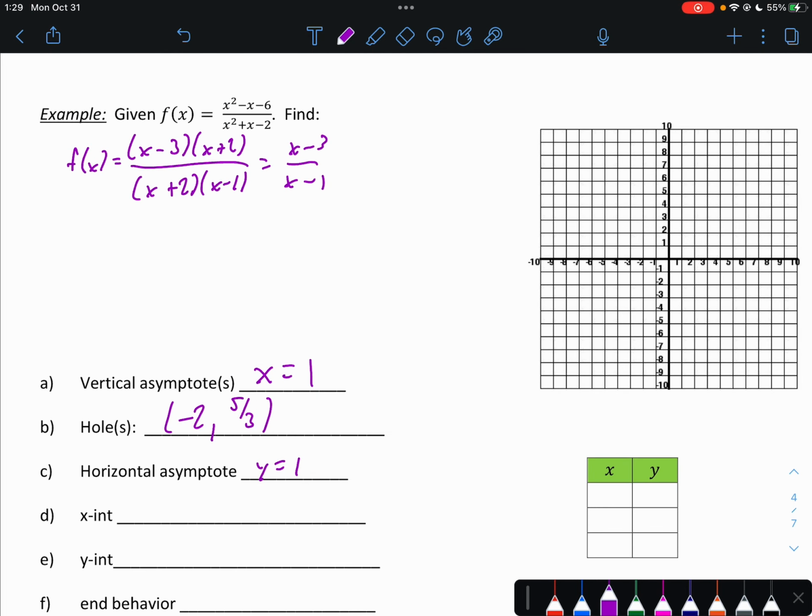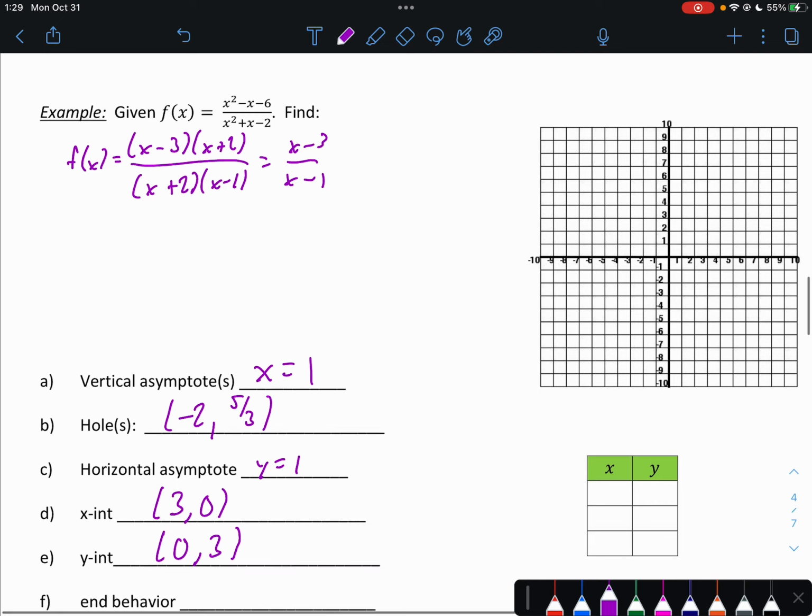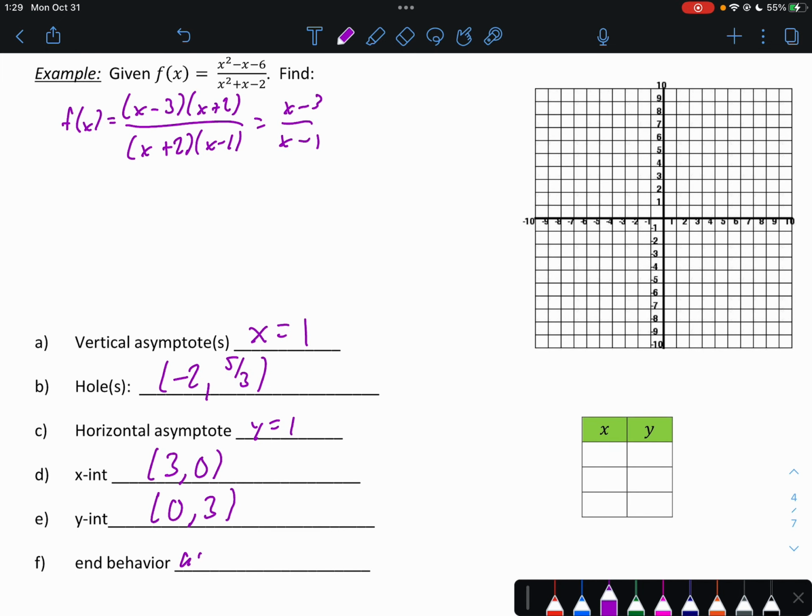Our x-intercept, set the numerator equal to 0, x minus 3 equals 0. So 3 comma 0. Y-intercept, put 0 in for x. You get negative 6 over negative 2, which is 3, so 0, 3. And our end behavior is going to go towards the horizontal asymptote.